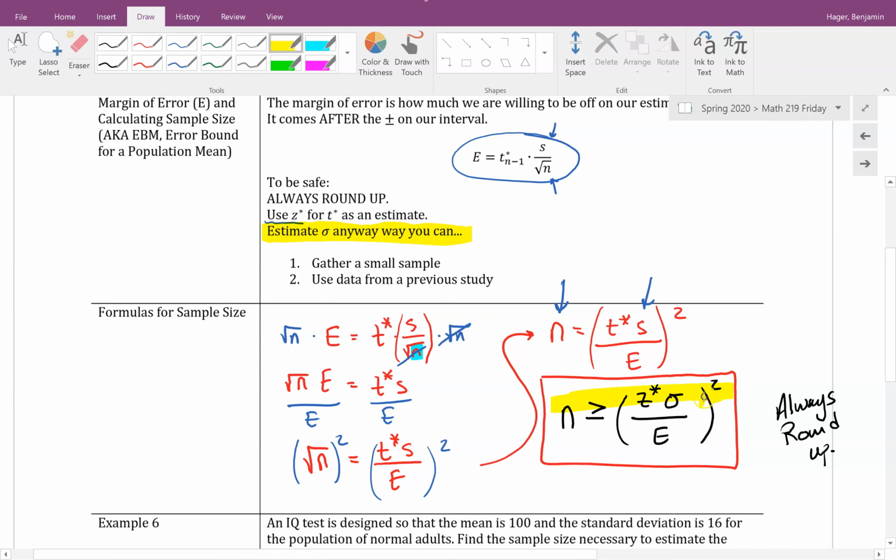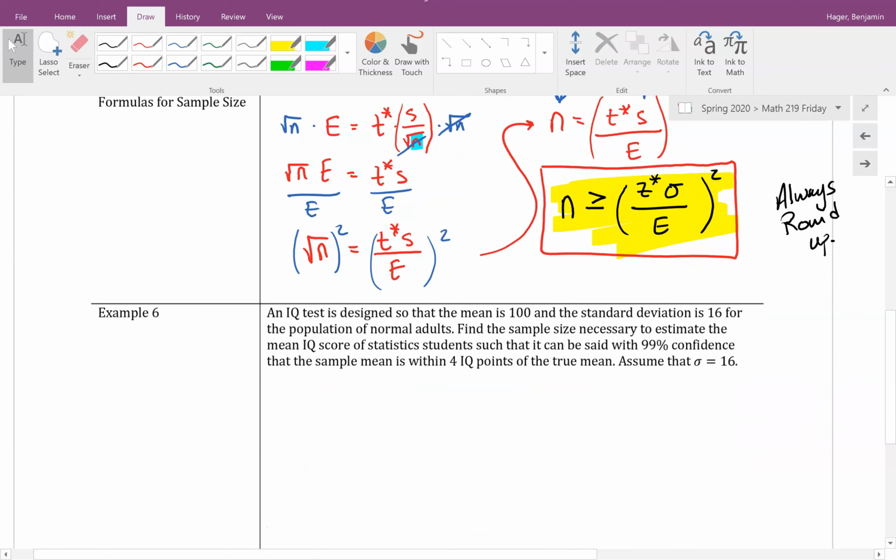Ultimately, know how to use the formula, know how to plug the thing in to find n. And that's what this next example is going to highlight.